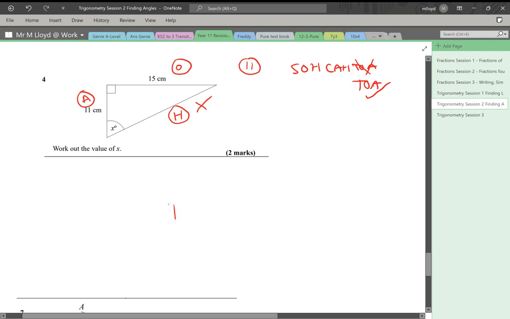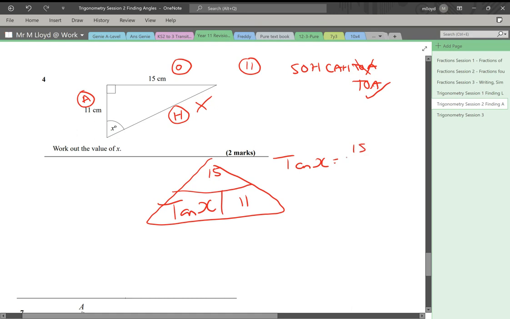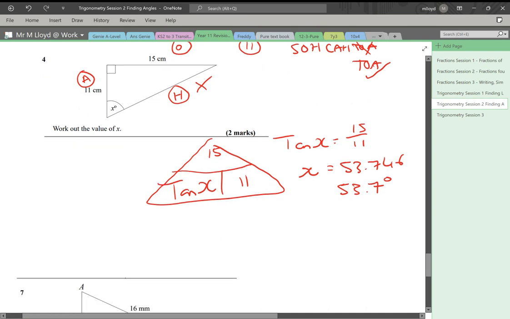Tick. So tan x. O goes on the top, which is a 15, and then A is 11. So tan x equals 15 over 11. Get 15 over 11 onto your answer line. So 15 divided by 11, and then it's shift, tan, answer, equals 53.746. It hasn't asked for any specific level of accuracy, so we've just put a 0.7 at the end. Okay, hopefully you've done well with that.